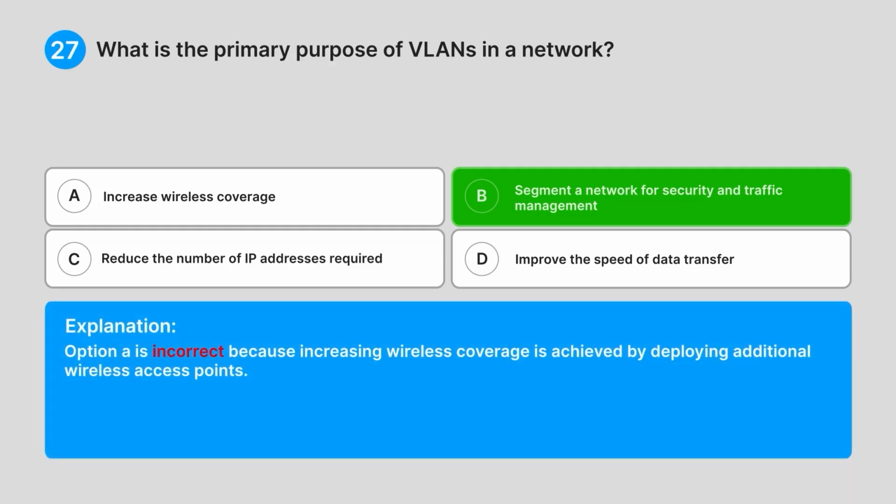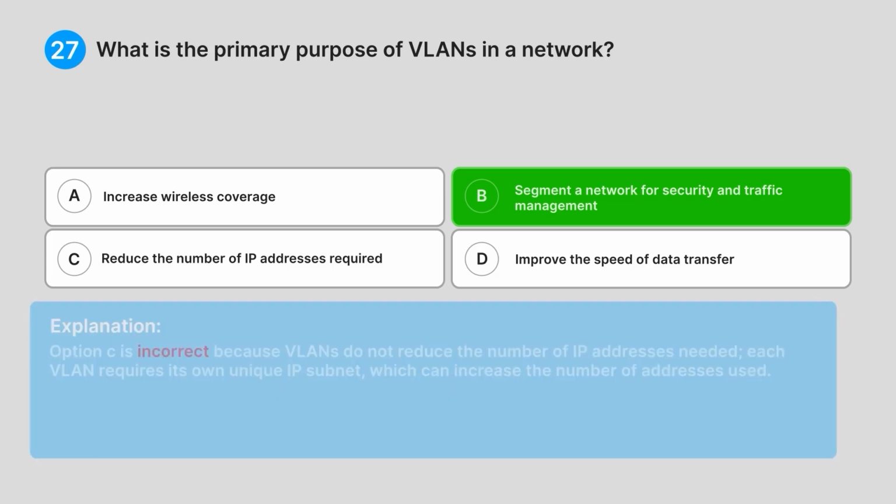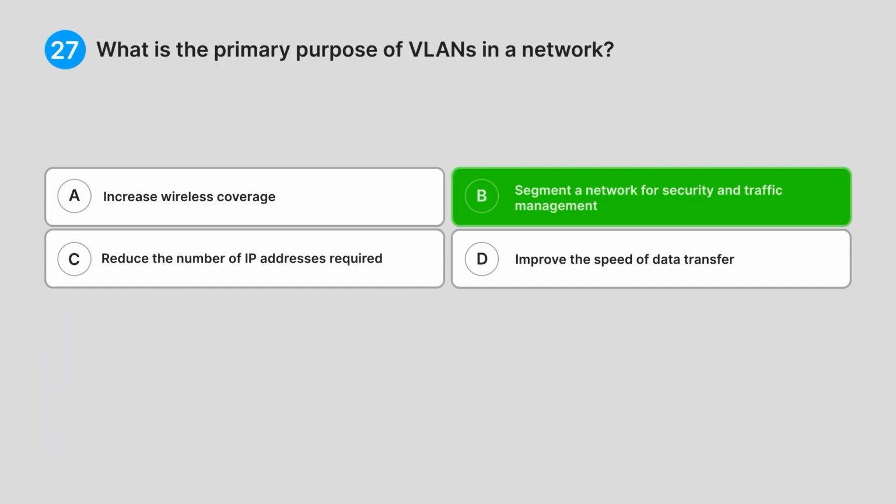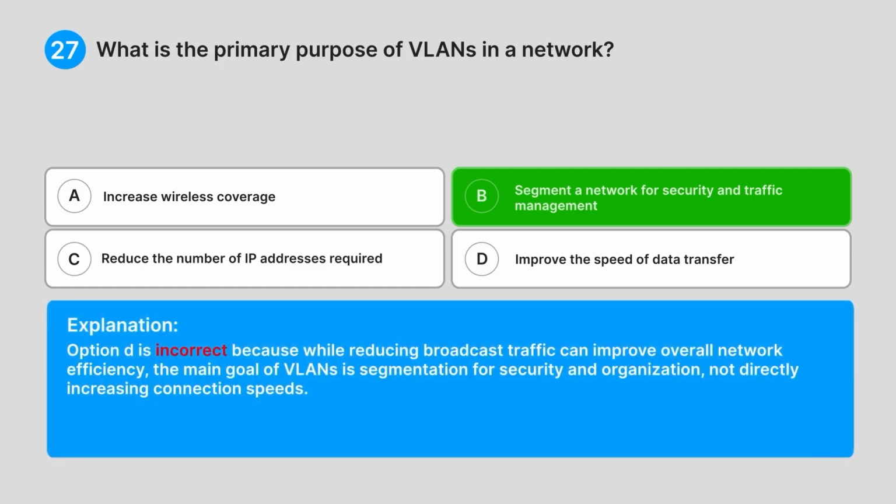Option A is incorrect because increasing wireless coverage is achieved by deploying additional wireless access points. Option C is incorrect because VLANs do not reduce the number of IP addresses needed. Each VLAN requires its own unique IP subnet, which can increase the number of addresses used. Option D is incorrect because while reducing broadcast traffic can improve overall network efficiency, the main goal of VLANs is segmentation for security and organization, not directly increasing connection speeds.